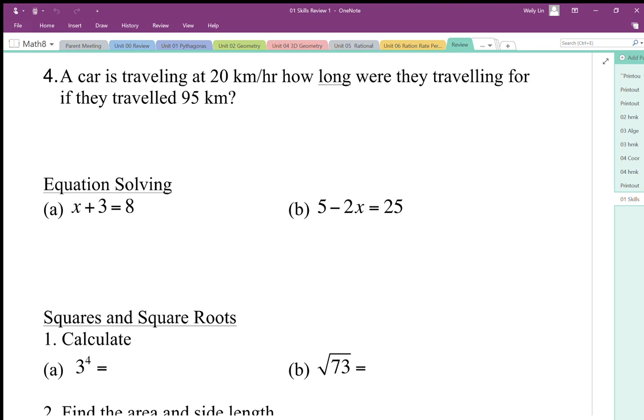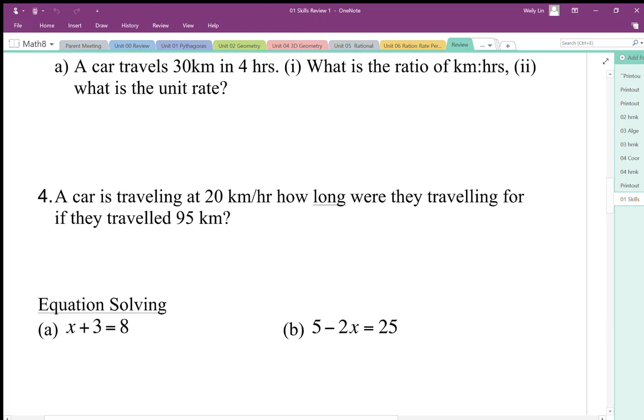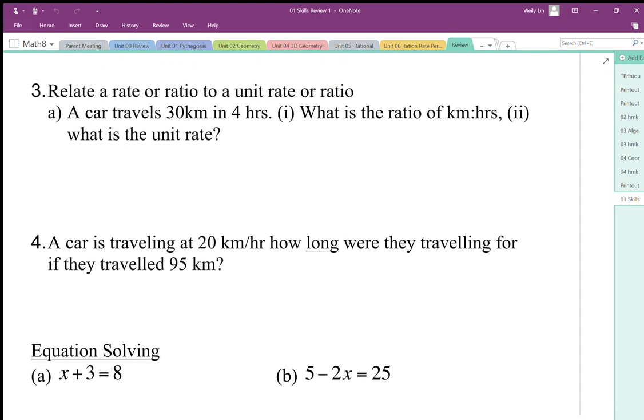Rate, ratio, and percentages still relate to the proportional equation or the equivalent fraction equation. And we can use that same reasoning to solve any type of rate or ratio problem. So we have here a car travels 30 kilometers in 4 hours. Well, this is a ratio, and we can relate it as a rate. Our rate would be 30 kilometers compared to 4 hours.